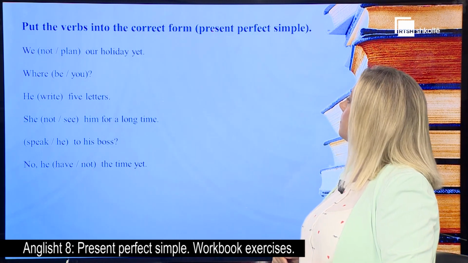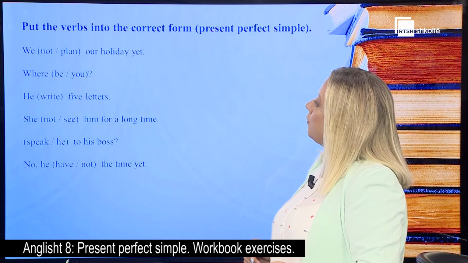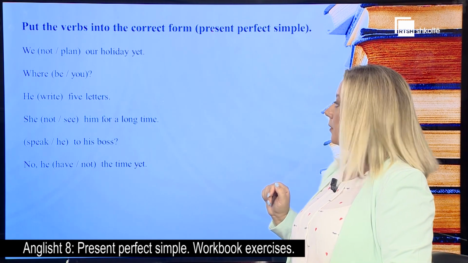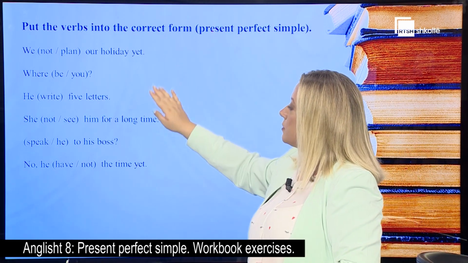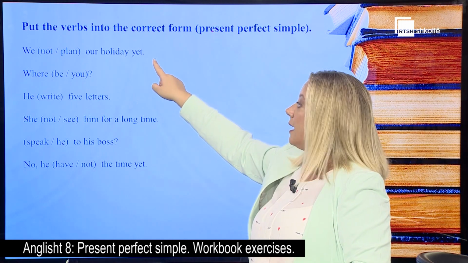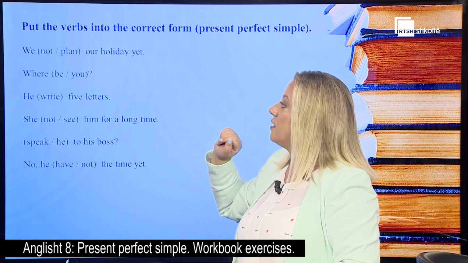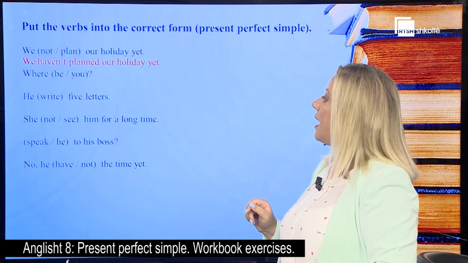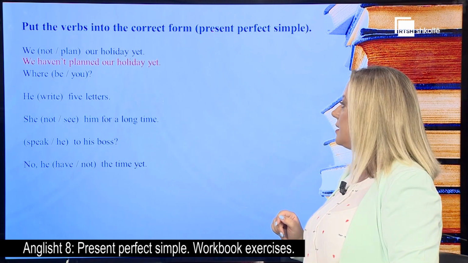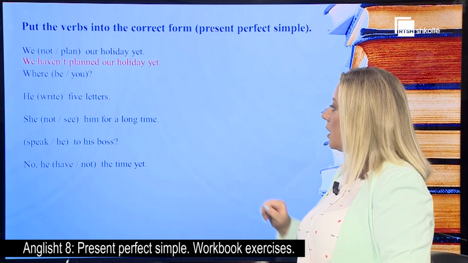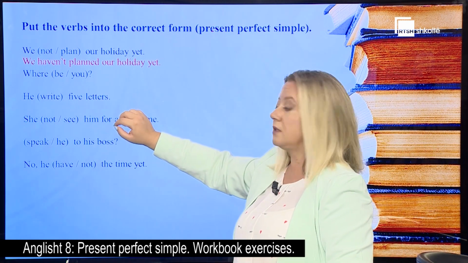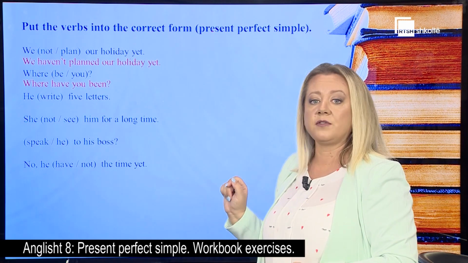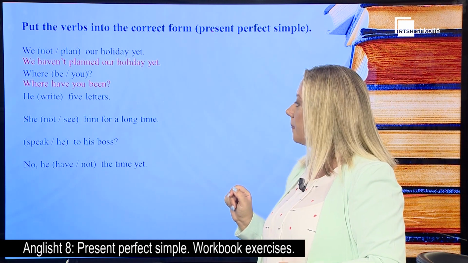Let's practice. Put the verb into the correct form of the present perfect simple. Look at the time expressions. We have here "yet", used at the end of a negative sentence. We haven't planned our holiday yet. Here we have a question in present perfect. Where have you been? We do not have a time reference here.